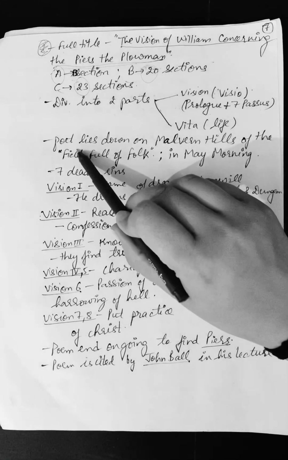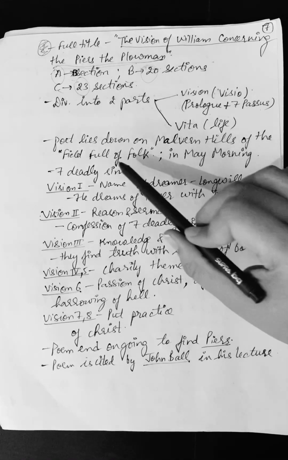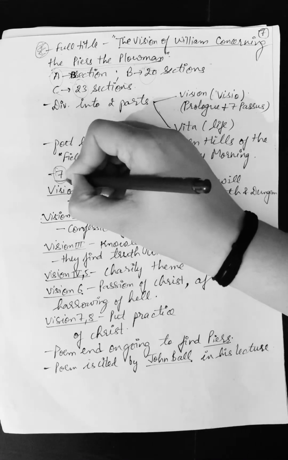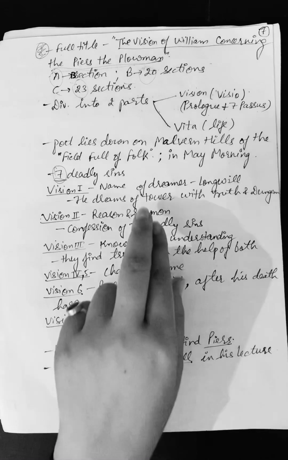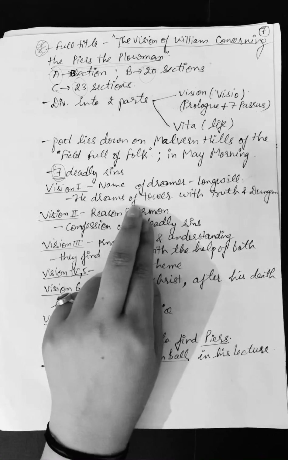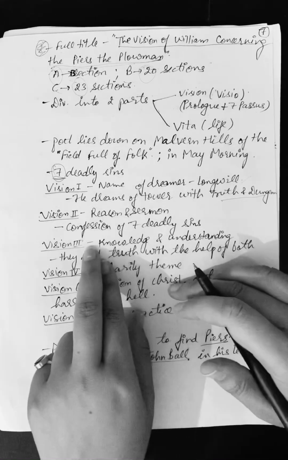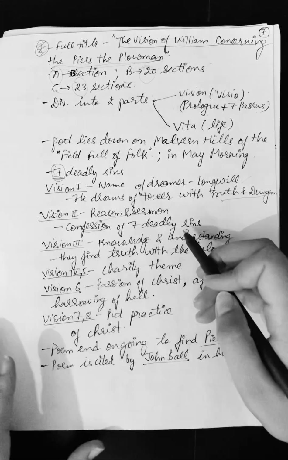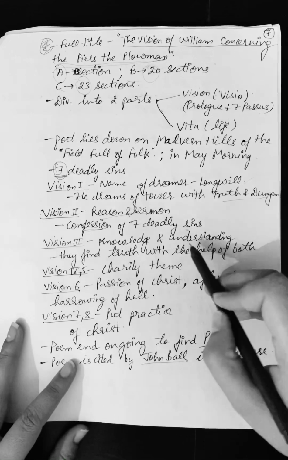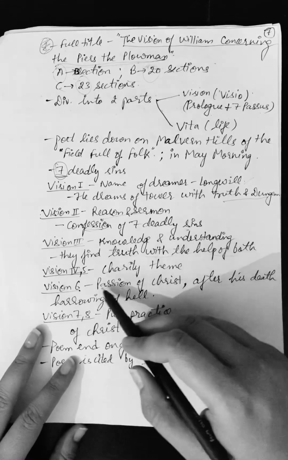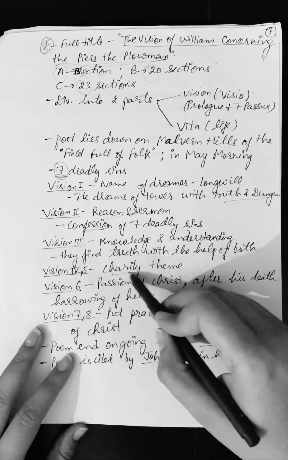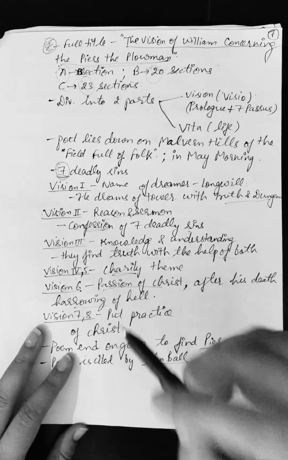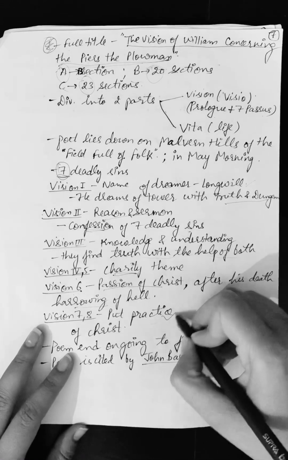and Vita, which is the life. The poet lies down on the Malvern Hills, in a field full of folk, on a May morning, and they also talk about the seven deadly sins. Vision 1: the name of the dreamer is Longland. He dreams of the tower of Truth and the dungeon. Vision 2 is about Reason and the sermon, the confession of the seven deadly sins. Vision 3 is about Knowledge and Understanding; they find Truth with the help of both. Visions 4 and 5: the charity theme. Vision 6: the passion of Christ after his death, the harrowing of hell. Visions 7 and 8: the practice of Christ.